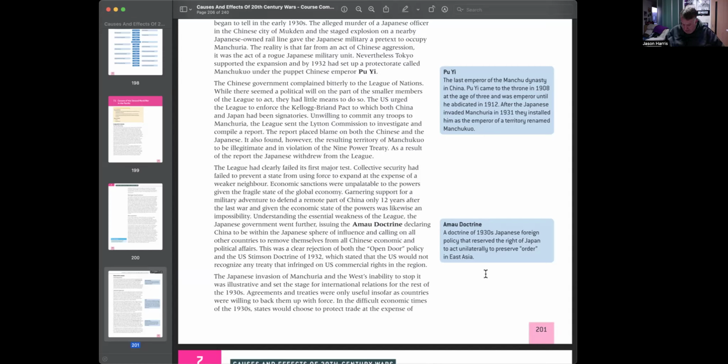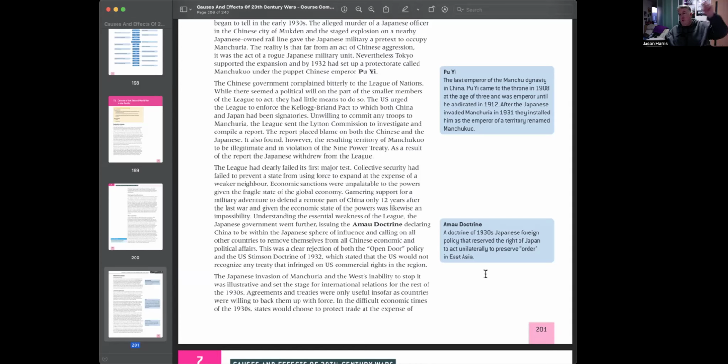Okay. The last part there, the Japanese invasion of Manchuria and the West's inability to stop it was illustrative and set the stage for international relations for the rest of the 30s. So Japan did something they weren't supposed to do, and the West didn't do anything to stop it. Agreements and treaties were only useful insofar as countries were willing to back them up with force. Okay? You can make any promise you want, but you've got to back it up when the other guy doesn't do what he's supposed to do.